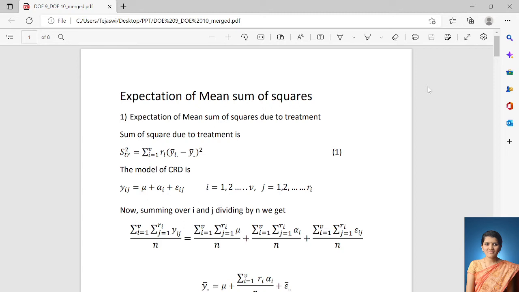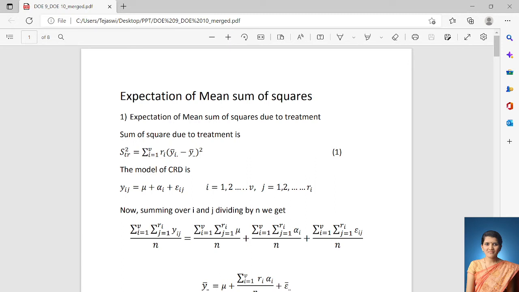Today we discuss the expectations of sum of square, mean sum of squares in CRD designs. So first we discuss the expectation of mean sum of square due to error, and in this CRD there is a second expectation of mean sum of square, due to treatment. So first here we see the expectation of mean sum of square due to treatment.